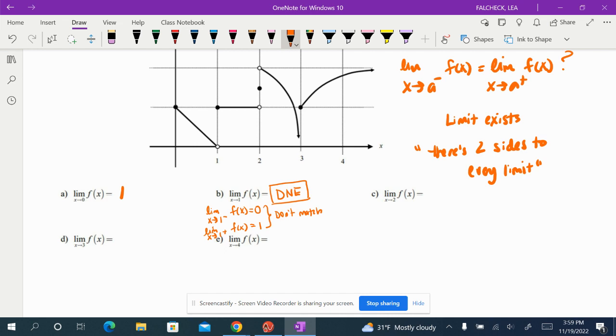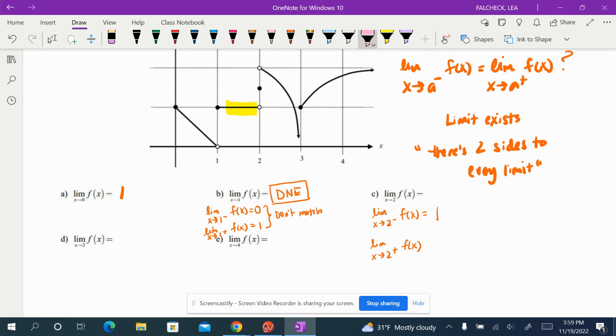Let's try part C. The limit as x approaches 2 of f of x. Let's go to 2. Oh my goodness, there's a bunch of crud happening at 2. So let's examine the limit as x approaches 2 from the left. Let's examine the limit as x approaches 2 from the right. And let's see what we get. So the limit as x approaches 2 from the left: I'm coming in from the left, and the y value the function wants to get to is 1.